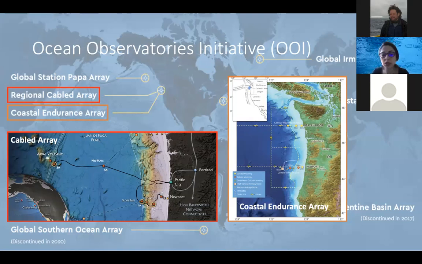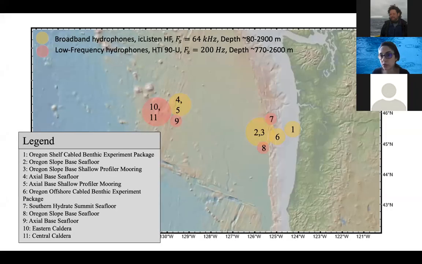In these two arrays, overall, we have 11 hydrophones. 5 of them are broadband, and by broadband I mean we can capture signals with a very broad frequency range. The sampling rate is 64 kilohertz, and the rule of thumb is that we can listen to the signal up to half of the sampling rate, so up to 32 kilohertz. We have 6 low frequency hydrophones, so we can only focus on low frequency signals. The sampling rate is 200 hertz, which means we can listen to sound up to 100 hertz.